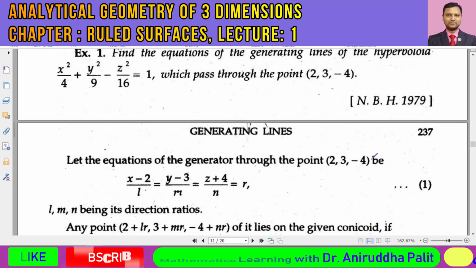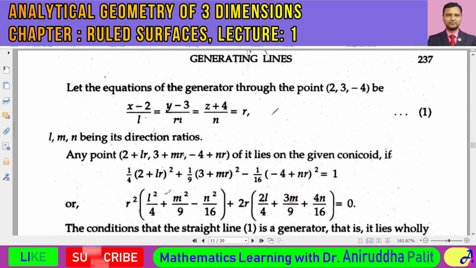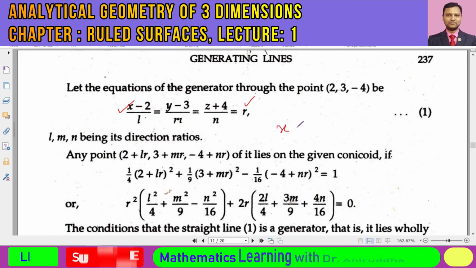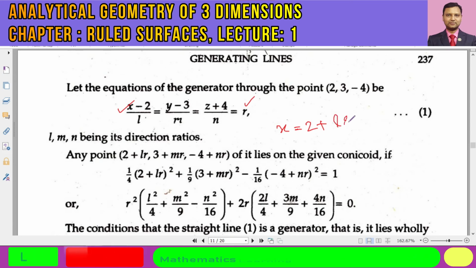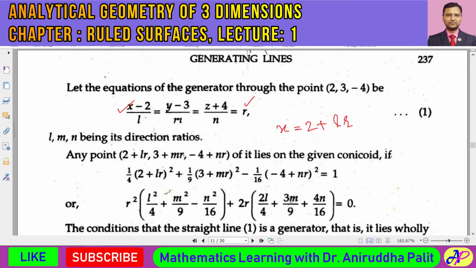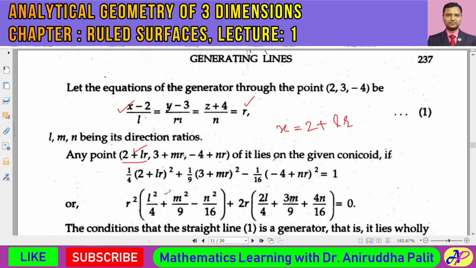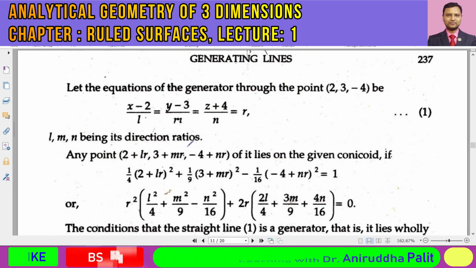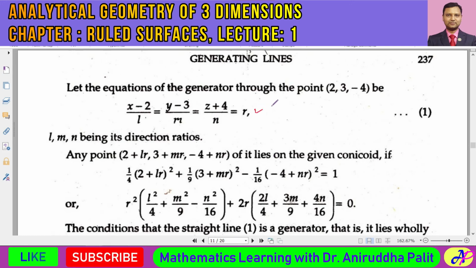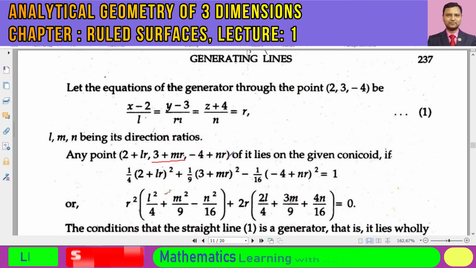So how to compute these values? If you compare the first ratio with the last ratio, what will you get? x is equal to 2 plus l into r. This is the first coordinate. Similarly, the y coordinate of a point on this straight line will have the expression 3 plus m into r. The z coordinate will have the expression minus 4 plus n into r.